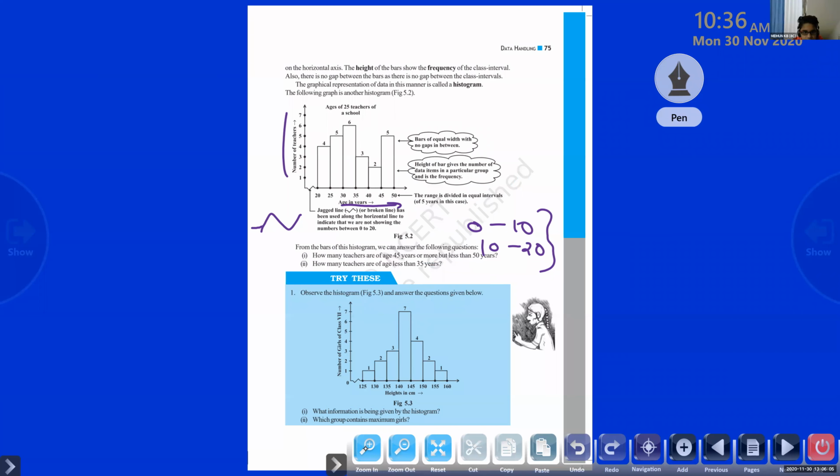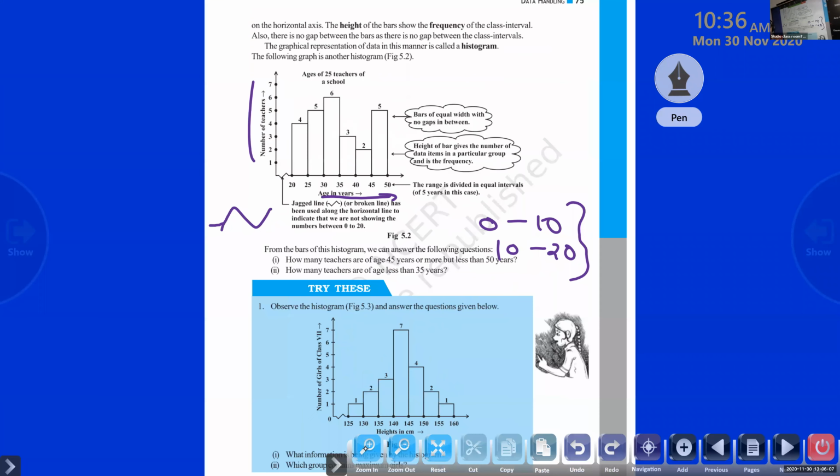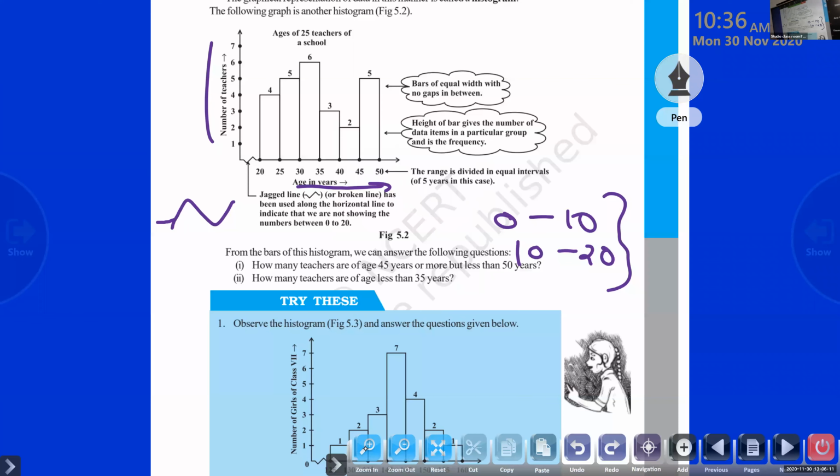So this is known as a jagged line or a broken line or a kink. It shows there won't be some values between these two values. Understood? So write before doing the next one, you draw this histogram. No need to write what is jagged. While drawing a histogram we will write.